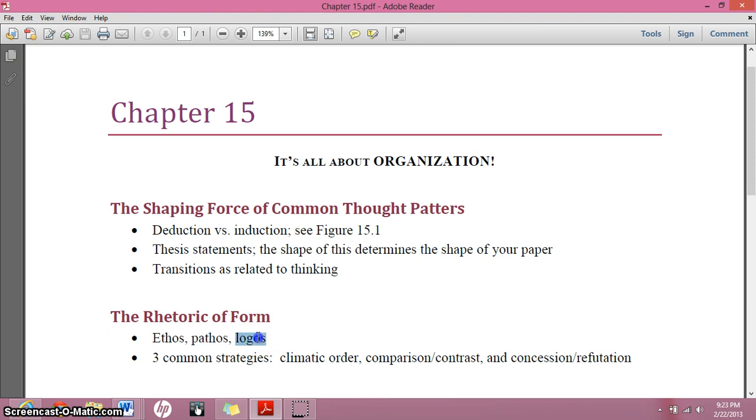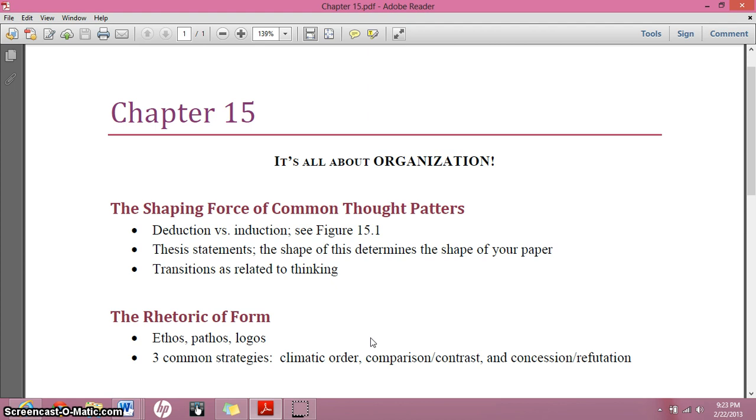And then logos is the logical side. Things like statistics and examples and things like that will help show that your argument's logical. And that just creates a different depth to your writing. The 3 different strategies they have can really help your organization if you're stuck.